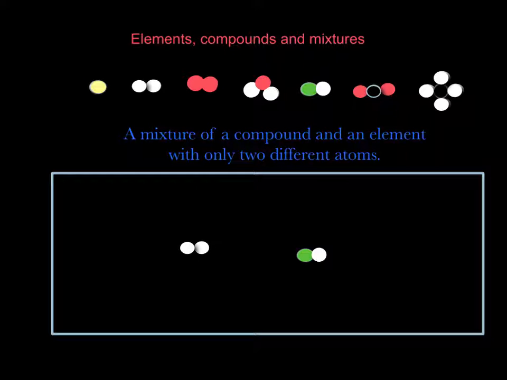This is a mixture of a compound and element because there's an element right here and on the left, and there is a compound on the right. They only go over two different kinds of elements and atoms.